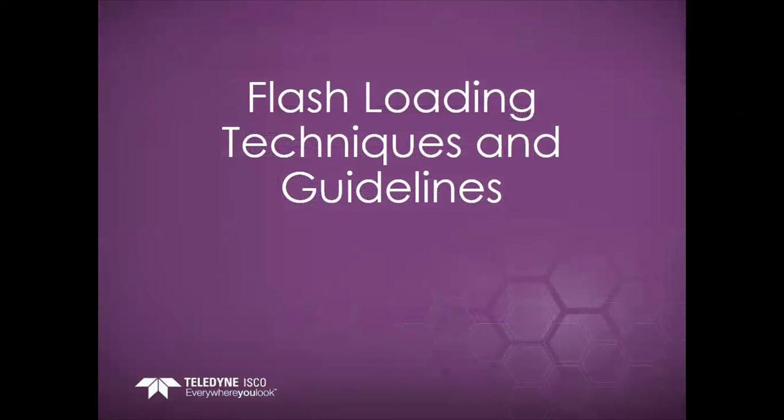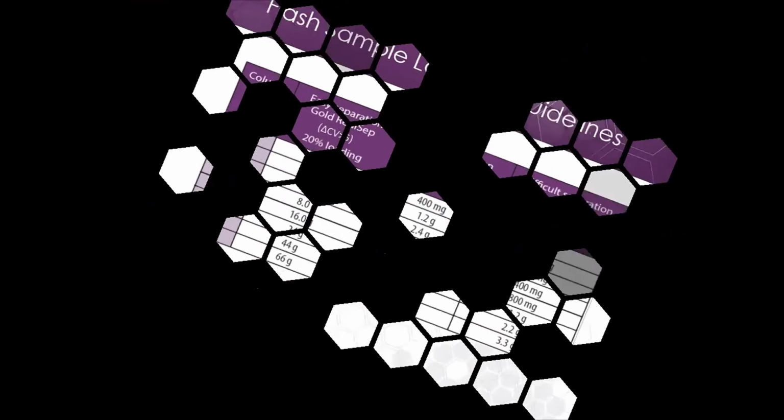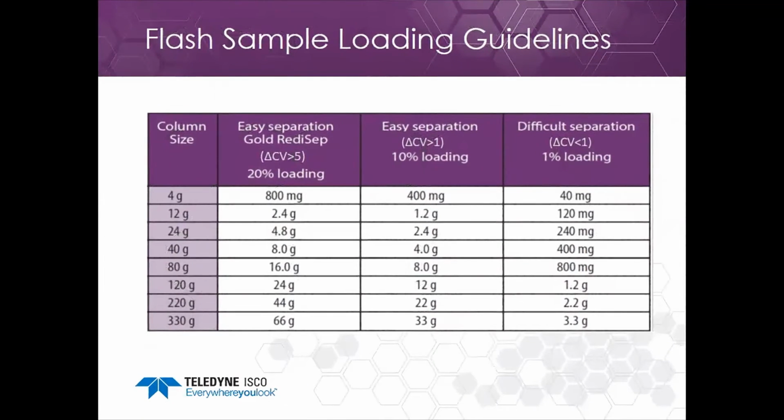In the next section, we're going to talk about how we load our sample onto the flash column. The first question is really how much compound can we load onto the column? We have established some criteria based upon the delta CVs of the separation. So you're looking at the nearest impurity to your target compound. If you have a delta CV that's greater than 5, then if you're using a Gold RediSep column, because of the added resolution, you could double the loading compared to using a regular RediSep column. So you could load up to 20% of your compound.